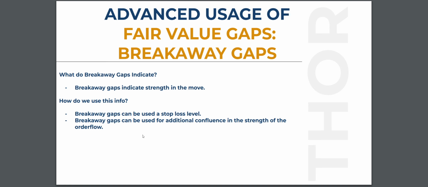And the way we use this information, our breakaway gaps, is basically for stop loss purposes or for position management purposes. And breakaway gaps can be used for additional confidence in the strength of the order flow. Just like I mentioned earlier, if I see a breakaway gap being touched, I don't want to be in that position, because that means whether I'm right or wrong, it's weak, and I don't want to be a participant in a weak market, right? I want to be in a strong move. I want to be in and out, right?